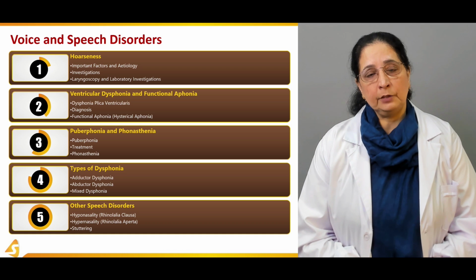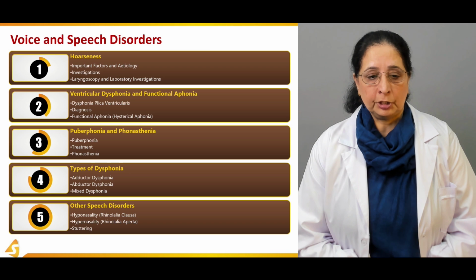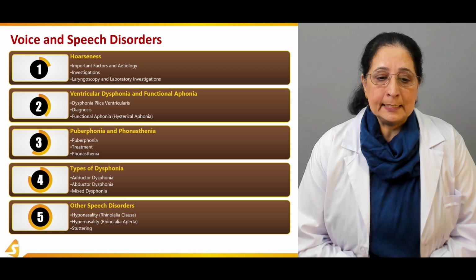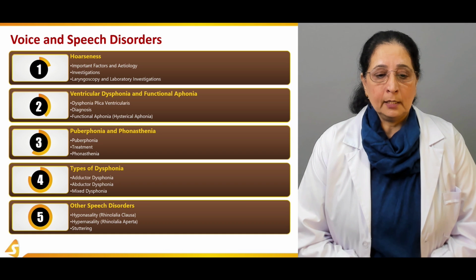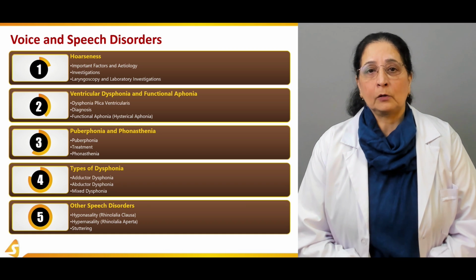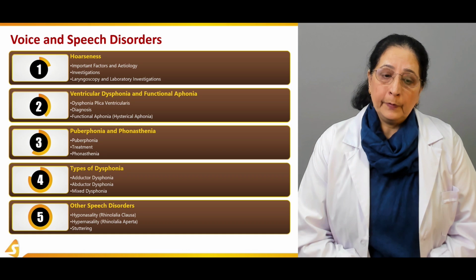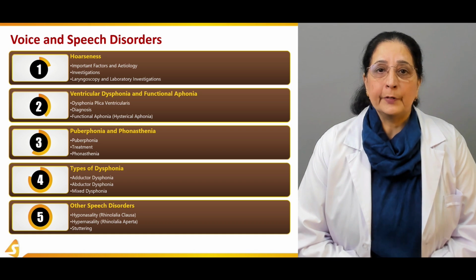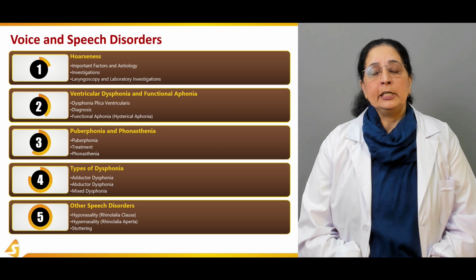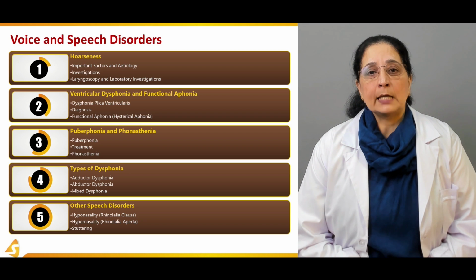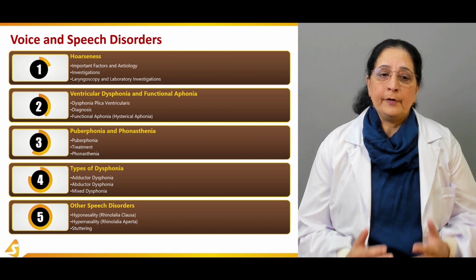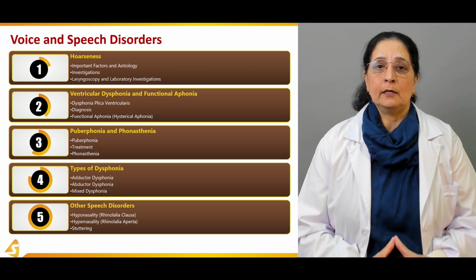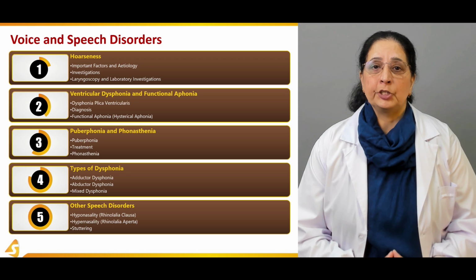Then fifth section, which will be the final section, we will talk about the hyponasality, which is rhinolalia clausa, and hypernasality, rhinolalia aperta, and then the condition which is known as the stuttering. So all these different voice and speech disorders will be discussed in our today's lecture topic.